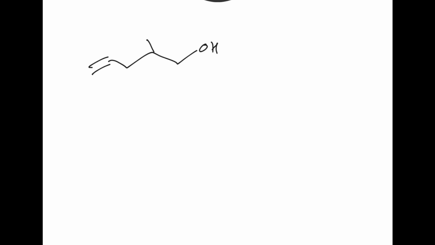Right, this is 1, 2, 3, 4, 5 carbons. Pent. It has a double bond, so it's pentene. And then it has an alcohol, so instead of being pentene with an E on the end, we lose that E and we add an OL for alcohol. So it's pentenol.